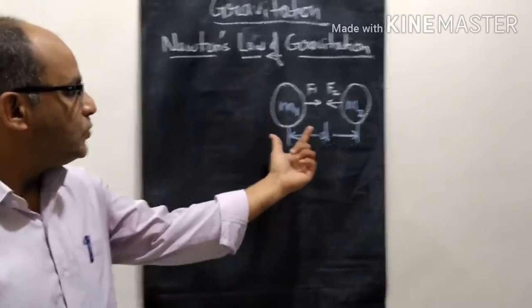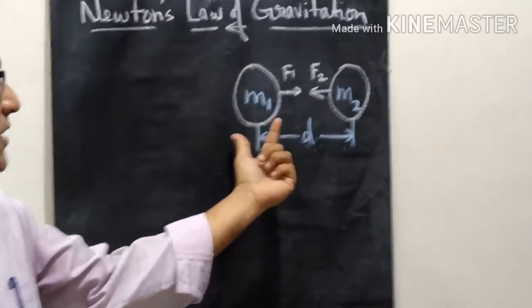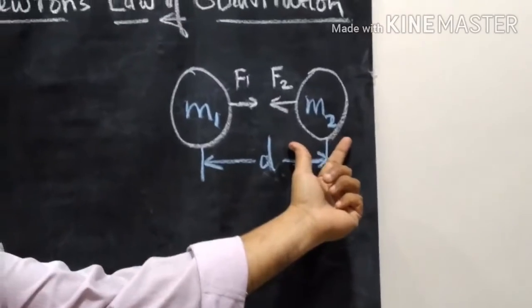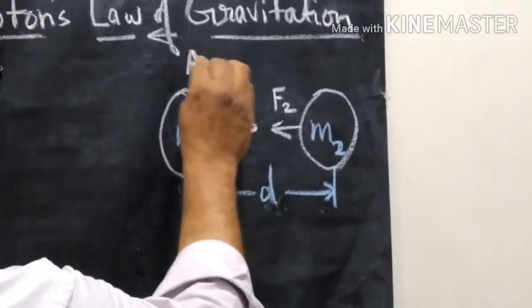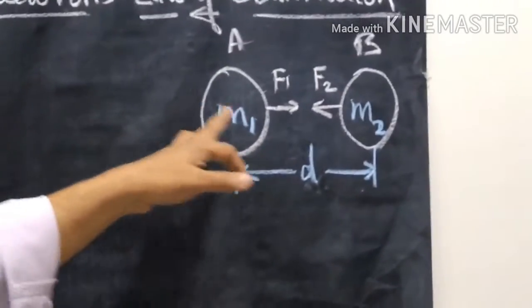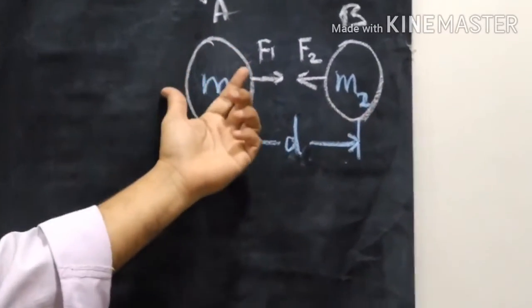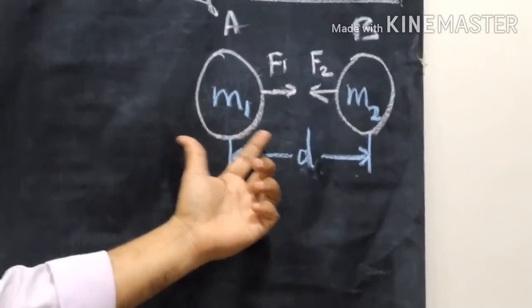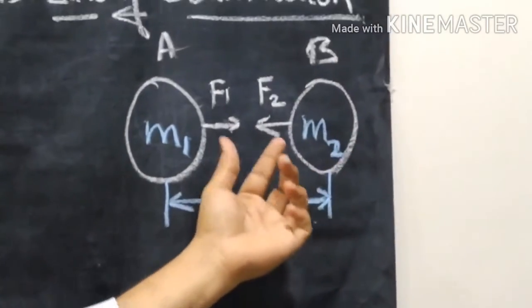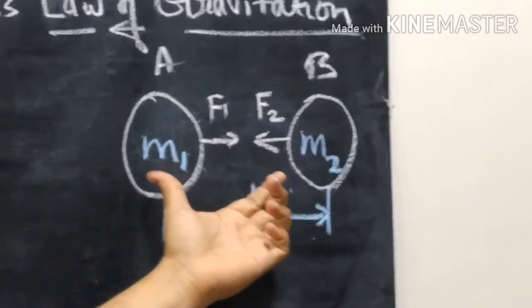Consider two bodies, or two objects, having mass m1 and mass m2. We will call them object A and object B. Object A has the mass m1 and object B has the mass m2. They are attracted to each other.